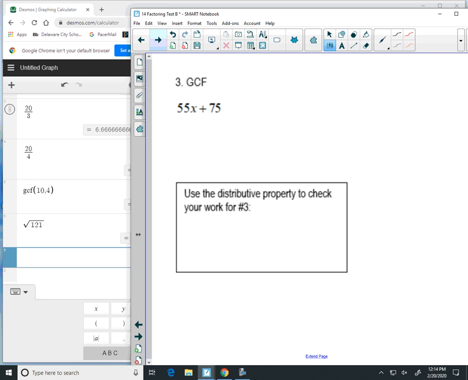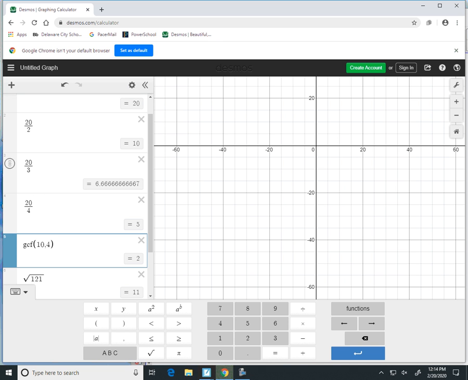It's important stuff. So here on number 3, this is a GCF problem. So we're telling you all you do here is take out a greatest common factor. I only have one x, so I can't take out an x. So we can go back here and put in 55 and 75. We're going to take out a 5.